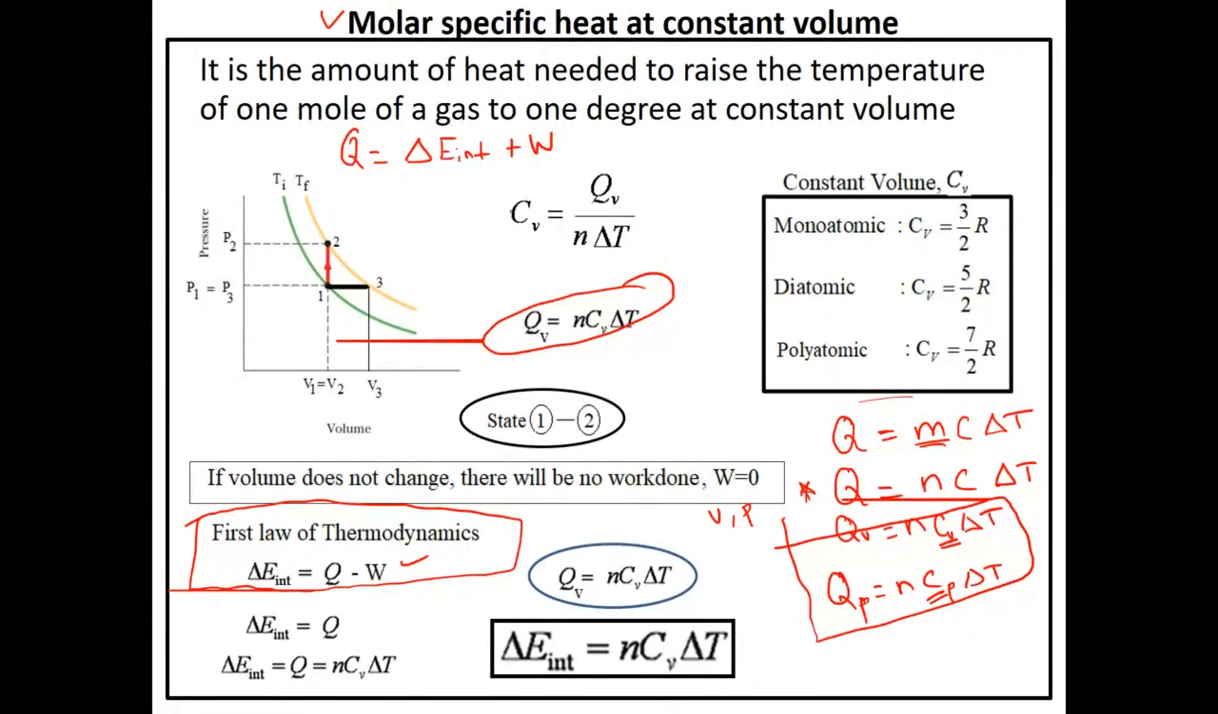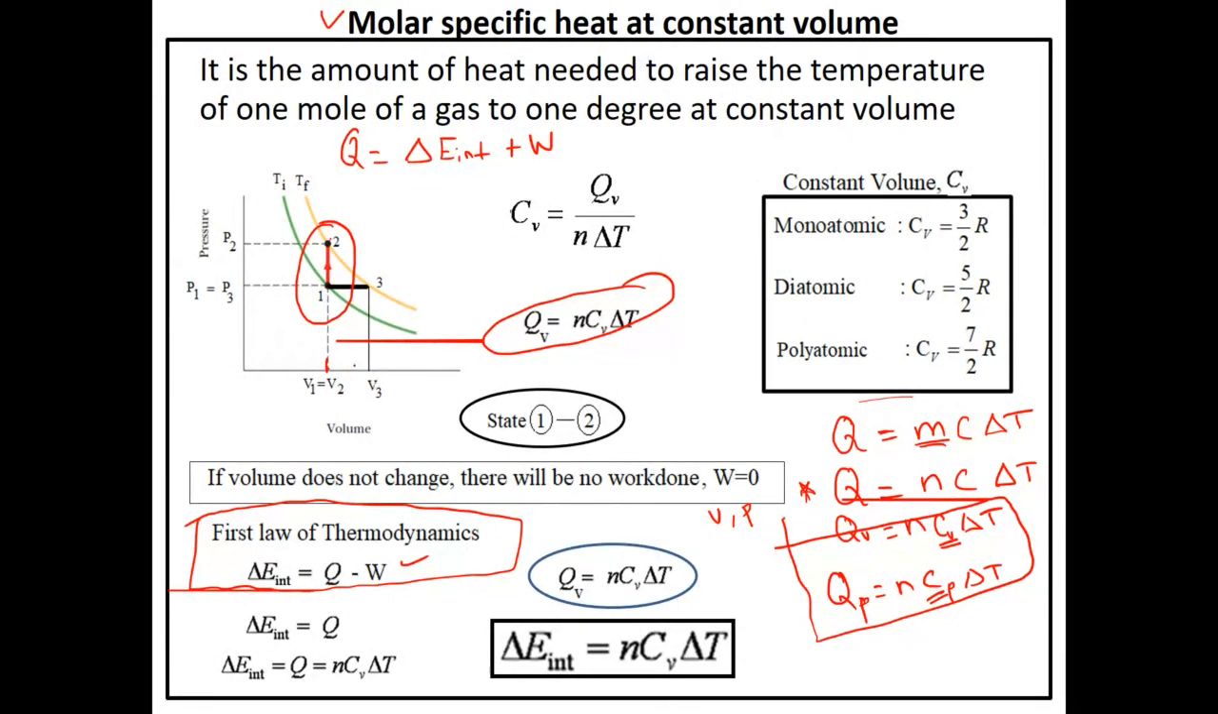Am I right or not? Yes. And here I mentioned the points 1, 2, and 3. Now what I am going to do, for studying the concept of molar specific heat capacity at constant volume, you have to consider the numbers 1 and 2. In state 1 and 2, you can see, is there any change in the volume?